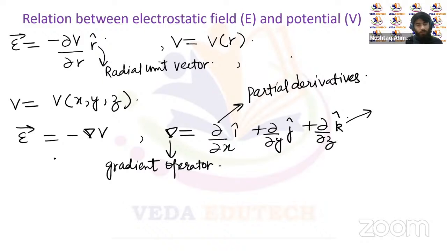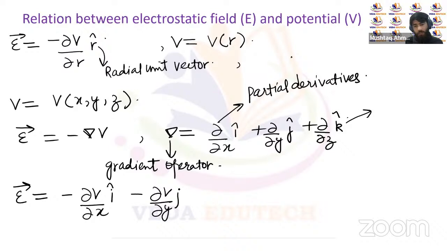So it means that we can find the electric field vector as minus del V upon del x i cap, minus del V upon del y j cap, minus del V upon del z k cap. This is the x component of the electric field, this is the y component, and this is finally the z component, right? So if we take the gradient of a potential, we get the electric field vector. So gradient always gives us a vector.